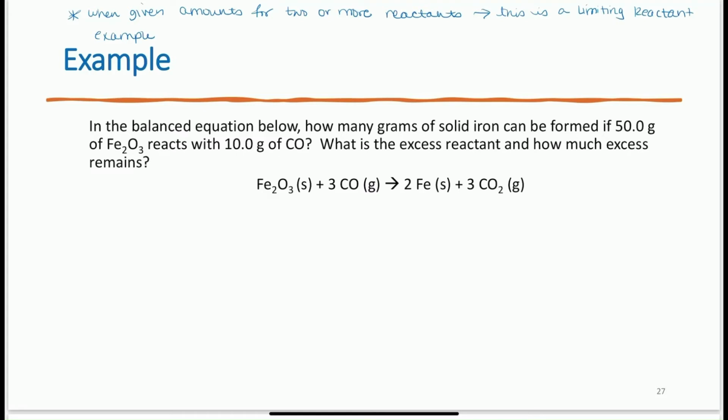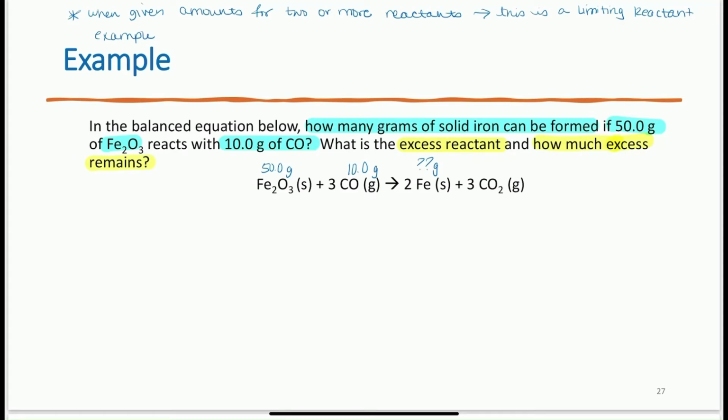So now let's look at the question really quickly again. In the balanced equation below, I want to know how many grams of solid iron can be formed if 50 grams of iron oxide reacts with 10 grams of CO. So I've got 50 grams of iron 3 oxide, I've got 10 grams of carbon monoxide, and I want to know how many grams of iron can be produced. So that's the first question. The second part of this question is, what is the excess reactant, meaning the identity of the excess reactant, and how much excess remains?